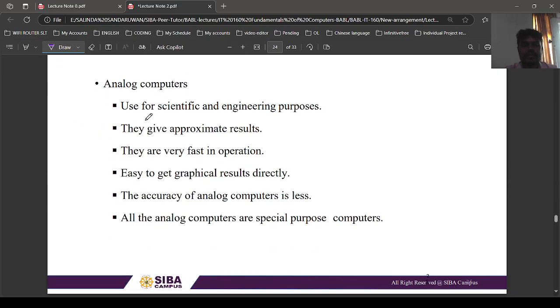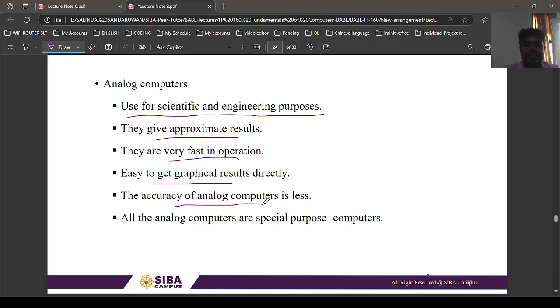Analog computers are used for scientific and engineering purposes. They give approximate results, not 100% accurate results. They are very fast in operations. Otherwise, you would have to wait 1 hour, 2 hours, maybe 2 days to calculate the cost of the petrol you have pumped. It is easy to get graphical results directly. It's true, right? Now, in the LCD display on the petrol pump, you can see how much you have pumped.